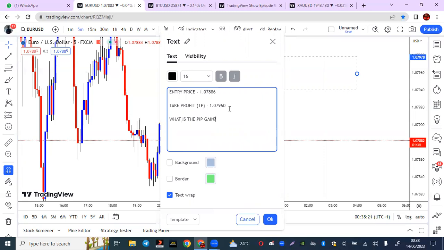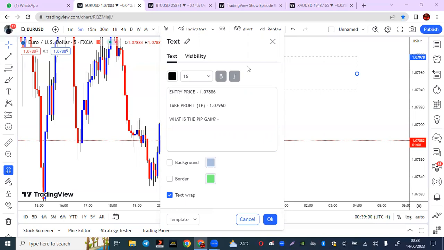What's the pip gain? Did you go through the ebook? Can you calculate pips? No, you can't calculate pips. But did you read the ebook? Did you go through the book, the PDF? Yes, I did. Did you see the part for pips?